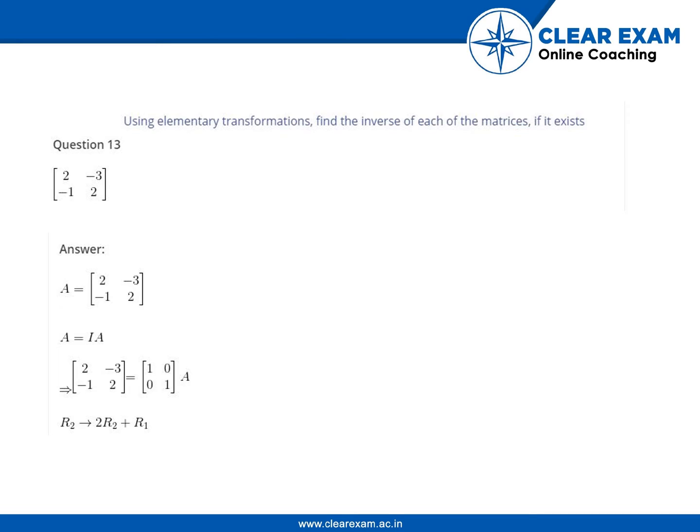Row 2 is equal to 2 row 2 plus R1, that is row 1. This implies [2, -3; 0, 1] is equal to [1, 0; 1, 2] into A.